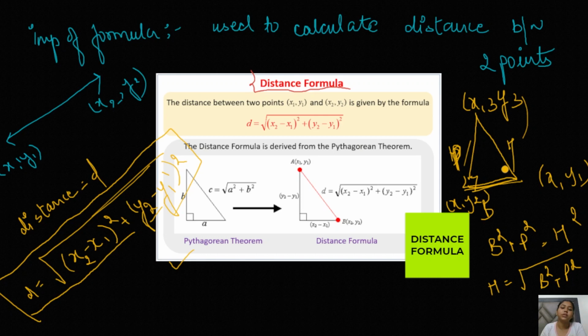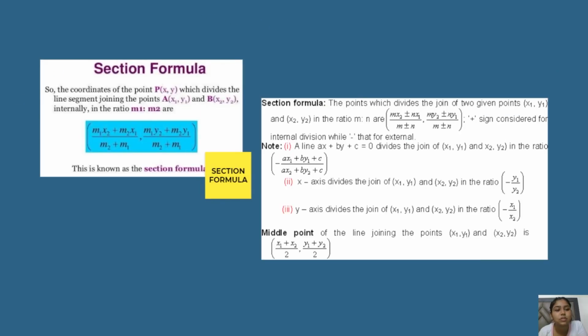This is the distance formula, and I hope this is clear to you, what a distance formula is and how you will apply it. That we will discuss in the last part of the chapter. After discussing all the concepts, we will be discussing all the types of numericals present in the chapter as always, right? So don't need to worry.